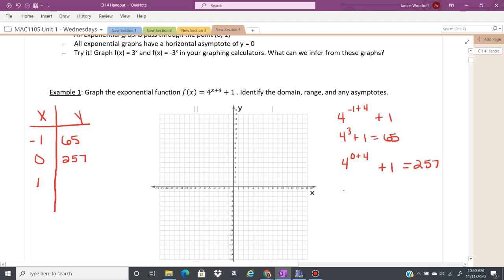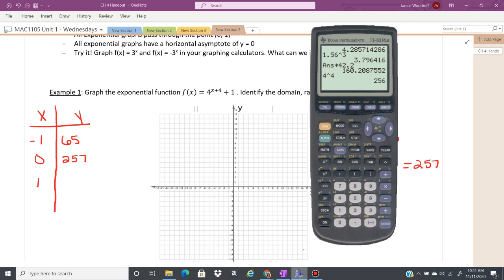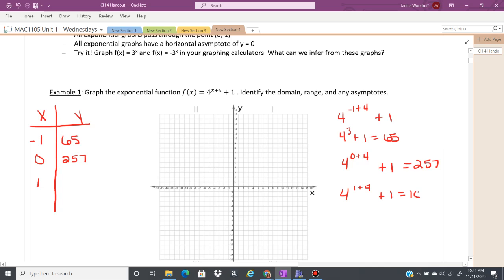And then for 1, you've got 4 to the 5th. Well, 1 plus 4, before the 5th. Sorry, I skipped a little step there. So 1 plus 4 plus 1. So 4 to the 5th plus 1. So 1025. All right, that's going to be hard to put on this graph if we do this by hand.